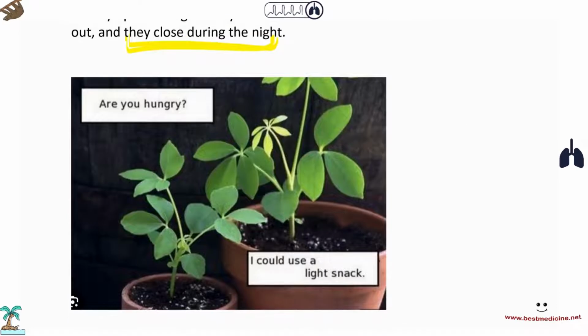Okay. Are you hungry? I could use a light snack.